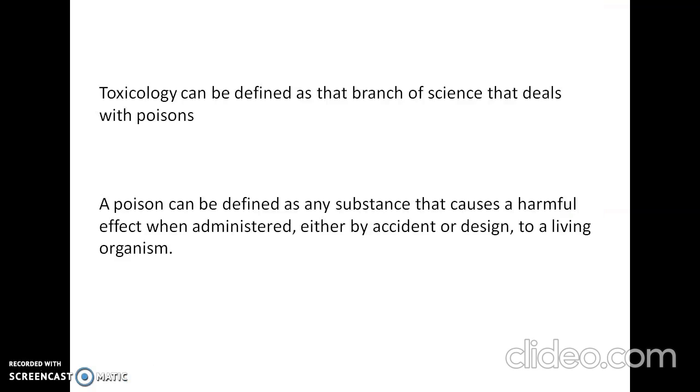Let us see the toxicological definition. In simple words, at the end I will be concluding the definition. Let us try to understand what toxicology is. Toxicology can be defined as a branch of science that deals with poison. Now let us see what these poisons are. A poison can be defined as any substance that can cause a harmful effect when administered, either by accident or by design, to living organisms.